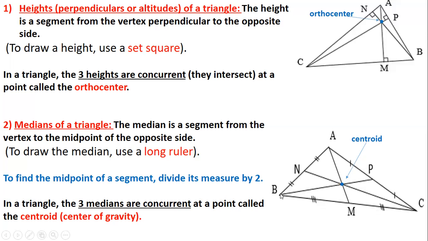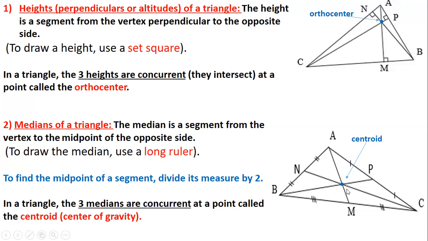Also, I can draw the median segment from B to AC. I find P, the midpoint of AC, using the long ruler. Then I simply join P with B. Then BP is the median relative to AC. Also from C, I can draw a median to AB. I assign N the midpoint of AB using the long ruler. I measure AB and I divide the measure by 2 to find N. Then I use the long ruler to join N with C.